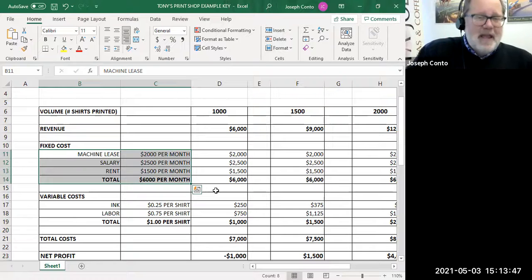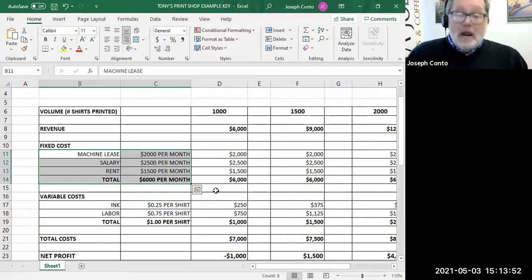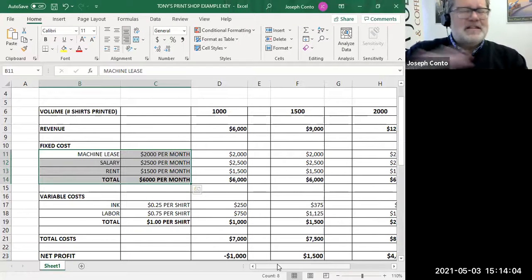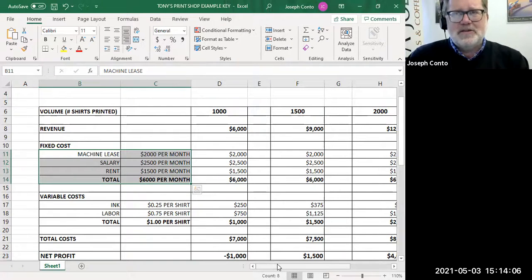This machine simply can't make more than 2,000 shirts per month. Well, I've got a choice to make. Do I stay at this size and say that's okay? I guess I can live at a $6,000 profit a month. I can put it back into the business, and this is as big as I want this business to grow.